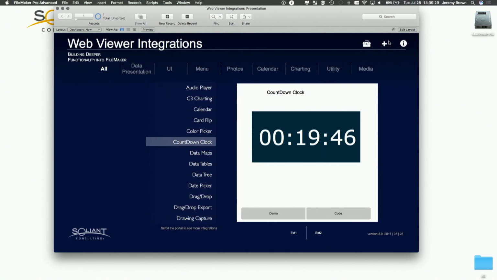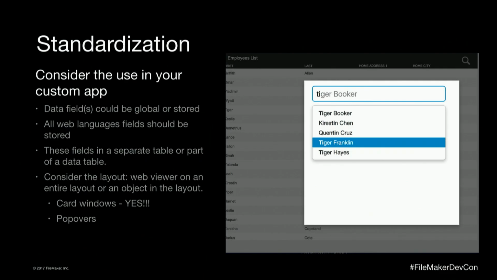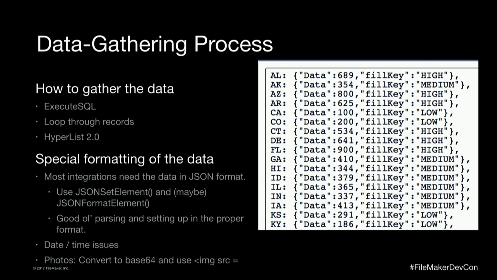All right, so let's keep on moving here. The data gathering process. This is vital to this. Many of these integrations require actual data from the FileMaker database. And so there's a lot of ways to just gather the data. In my file, I have a lot of scripts that gather the data, and you can easily copy those and see them. But it's up to you to consider how to gather the data.